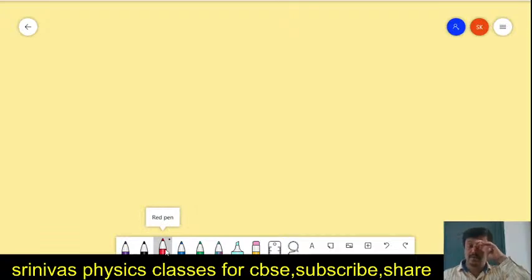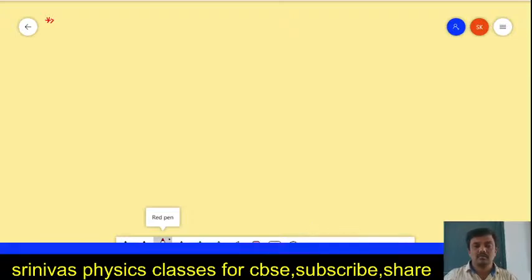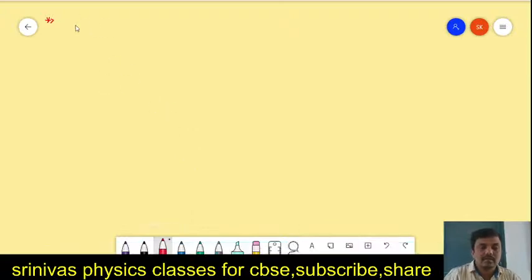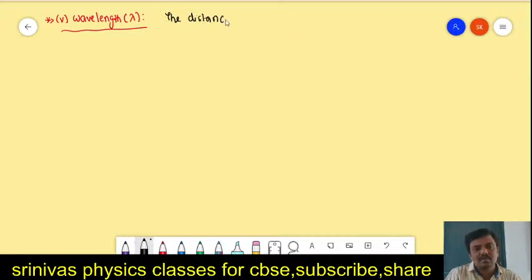Now, what I am going to explain? Next point, the fifth one, is the wavelength. Wavelength we already know. What is wavelength? Wavelength is denoted with lambda. The distance between successive crests or troughs is called the wavelength. Is it right? The distance is nothing but one wavelength.